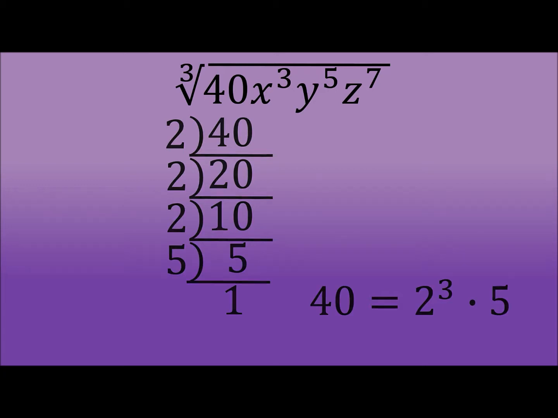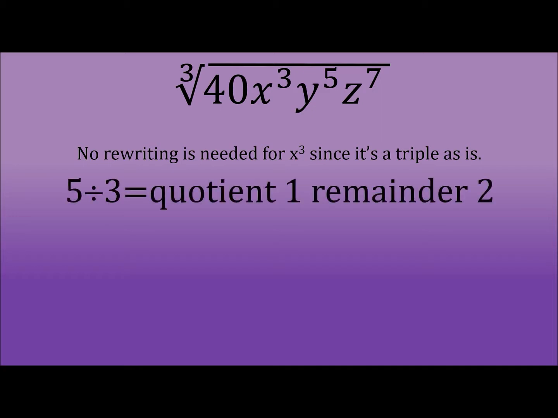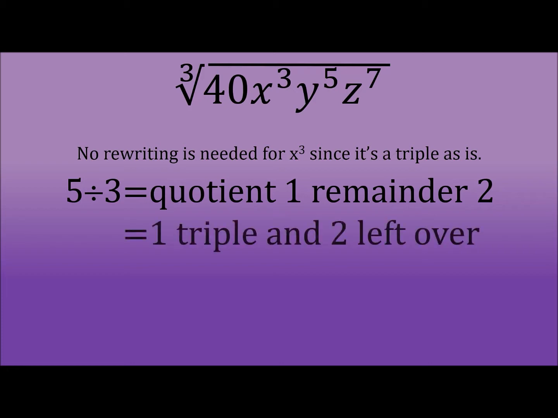For the y to the 5th power, we divide the 5 by 3 to learn how much we have in triples of y. We have quotient 1 and remainder 2, which is to say 1 triple and 2 left over. So y to the 5th power equals y cubed, y squared.